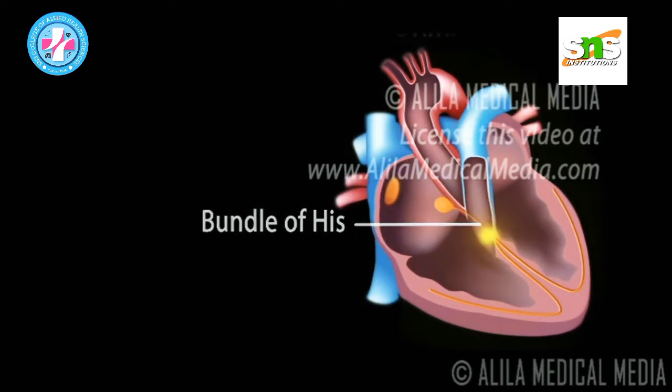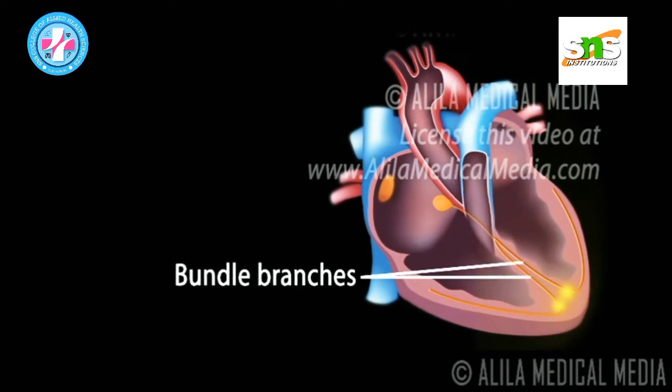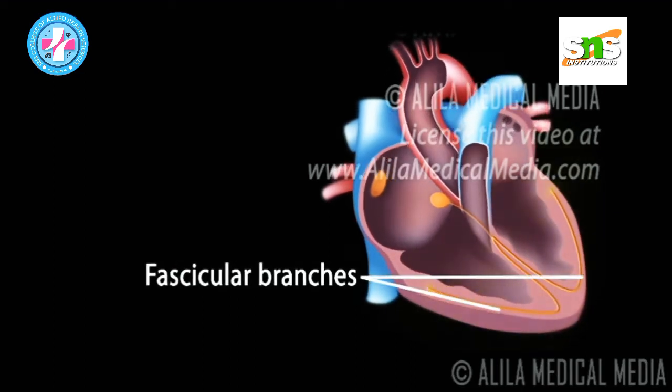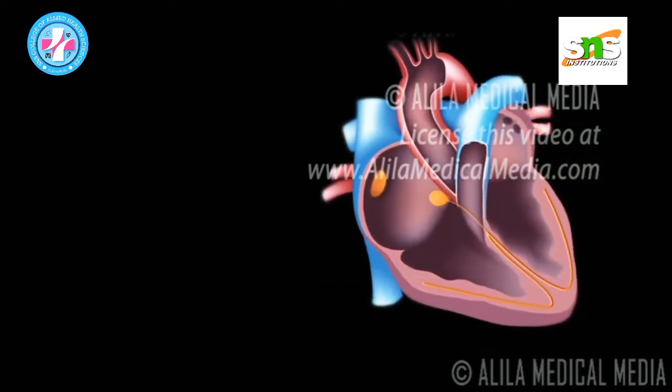This bundle is then divided into left and right bundle branches which conduct the impulses towards the apex of the heart. The signals are then passed onto fascicular branches and spread through millions of Purkinje fibers over the ventricular myocardium.